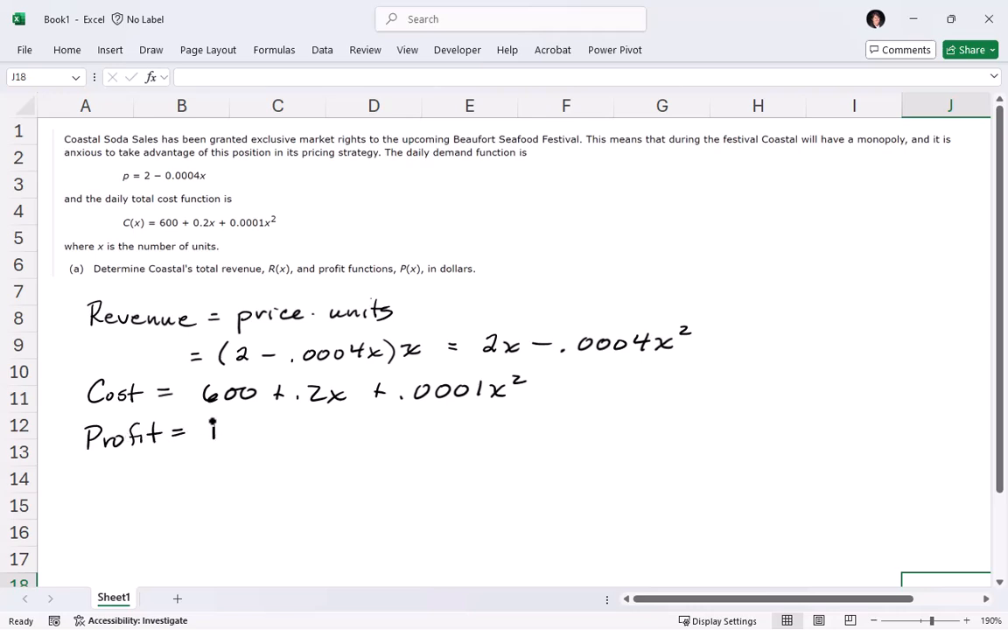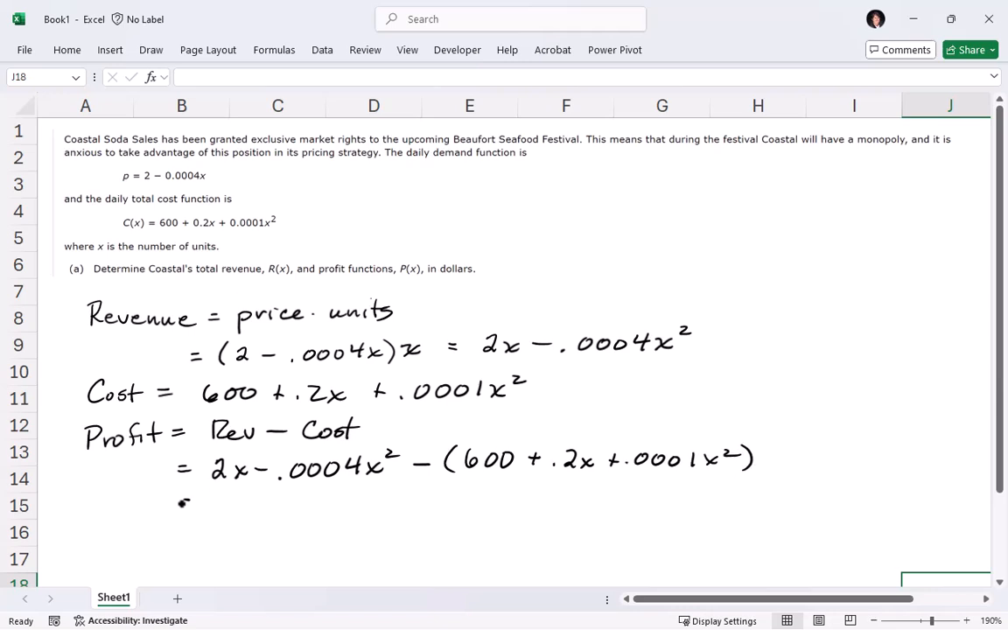Profit is revenue, take away cost. So the revenue function, 2x minus 0.0004 x squared, take away parentheses so that the negative gets distributed through the cost function. And WebAssign doesn't really care if you simplify it. You could put it in this unsimplified format, but I'll go ahead and simplify it. Just distribute the negative through and combine like terms.